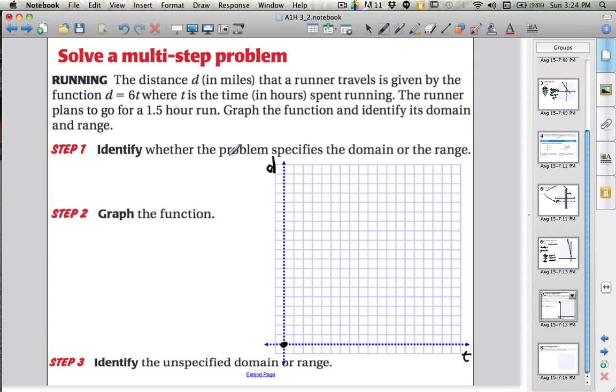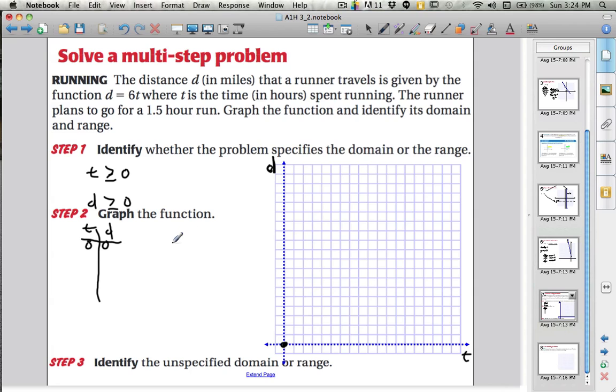Okay, so whether the problem specifies the domain or the range, yes, absolutely, I know that my time has to be greater than or equal to 0, and my distance has to be greater than or equal to 0 because it's not possible to run for a negative amount of time or to run a negative distance. So if I want to graph the formula, I know right off the bat that 0, 0 is one of my ordered pairs. So this is going to be time and this is going to be distance.